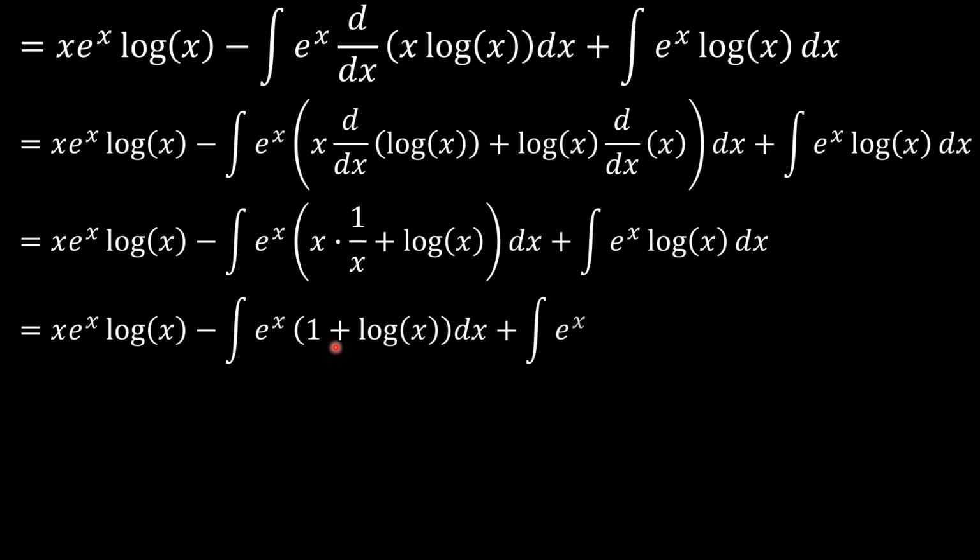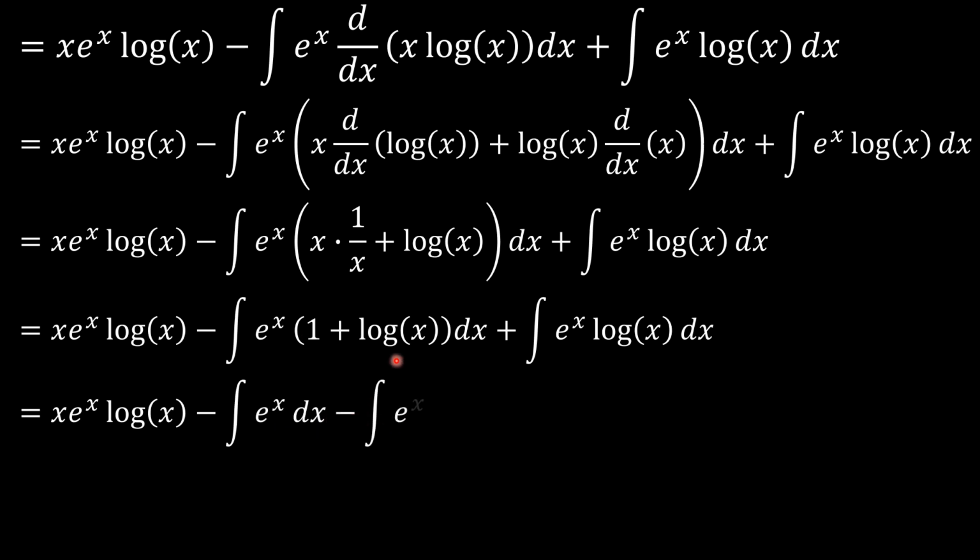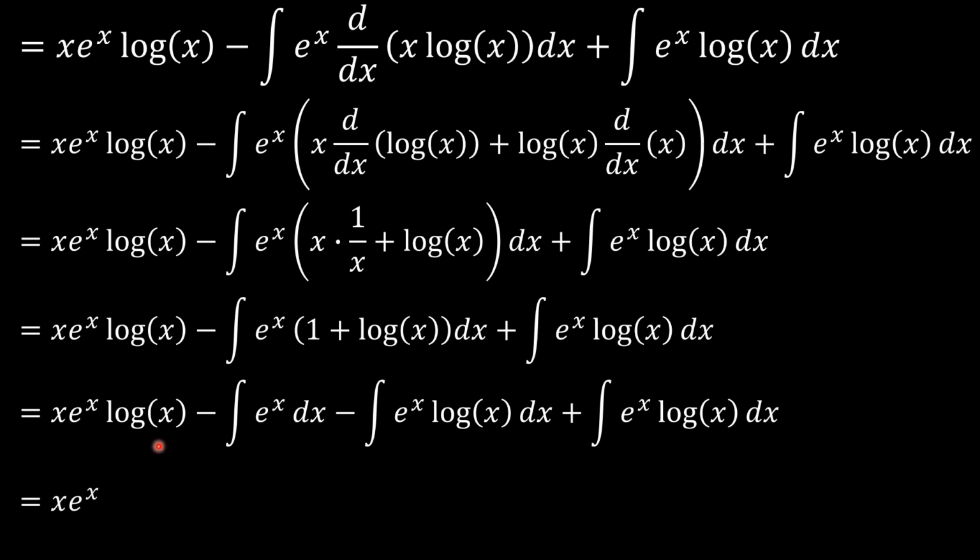And so we can now expand this out and see that we have x times e to the x natural logarithm of x minus e to the x, right? Again, minus e to the x times natural logarithm of x plus the natural logarithm of x. And these two integrals cancel each other, so we are left with this one integral to now solve out. And so the integral of e to the x is just e to the x.